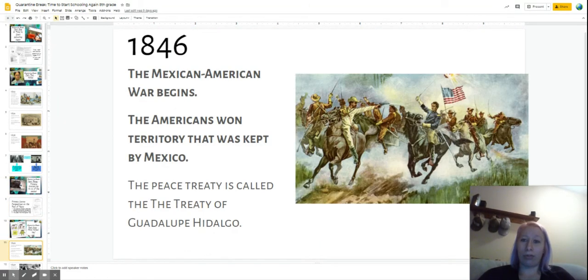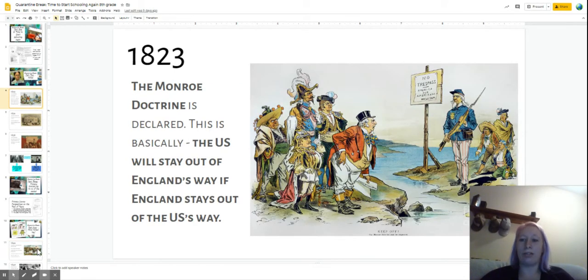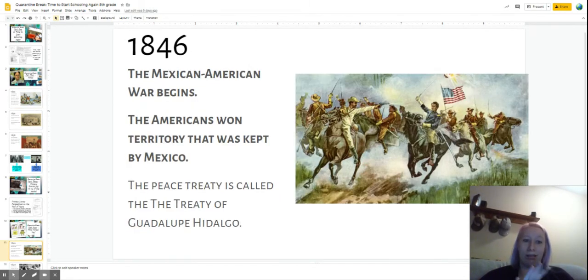So going into more notes, in 1846, we've spanned roughly 20 years since the United States and Britain say we want nothing to do with each other. In 1846, America goes to war again, this time with Mexico. The Americans won, and they basically just got more territory. The peace treaty is called the Treaty of Guadalupe Hidalgo. It's just another war that we went to get more territories.